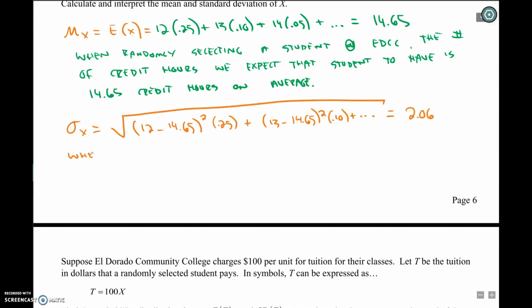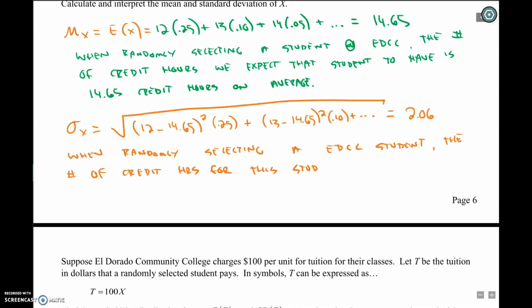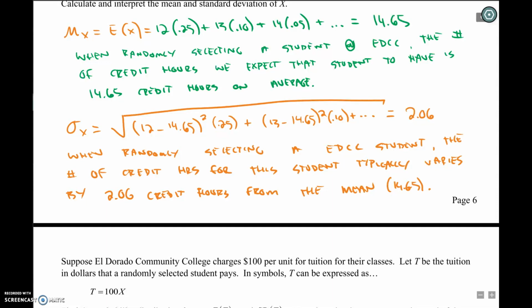What does that mean? When randomly selecting an EDCC student, the number of credit hours for the student typically varies by 2.06 credit hours from the mean of 14.65. So not everybody has exactly 14.65 credit hours, right?